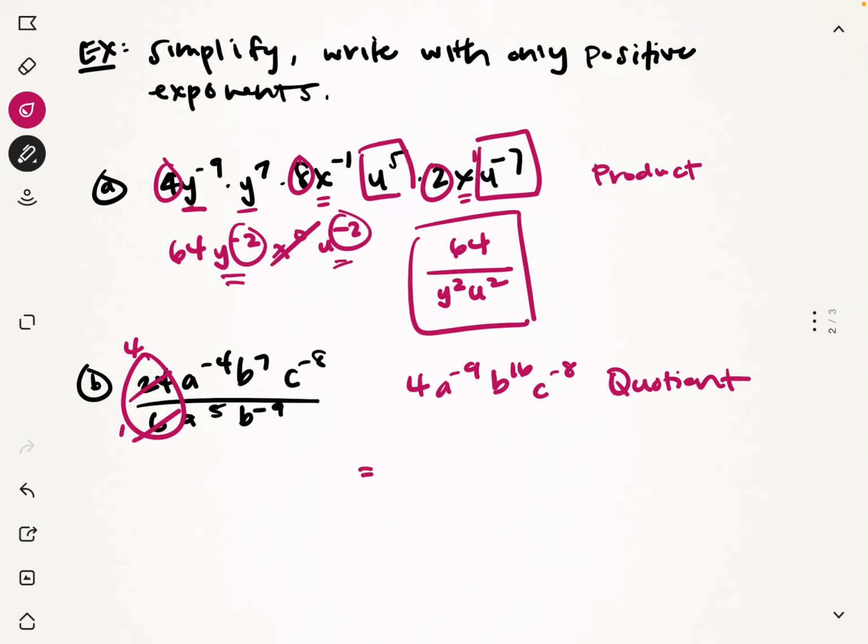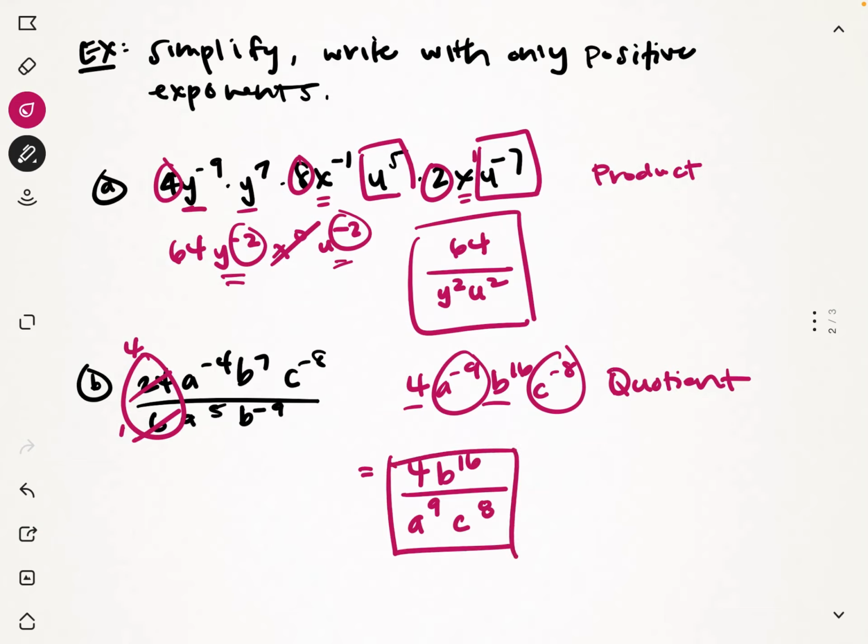Now at this point, then, let's say we're going to reciprocate. So 4 stays where it is. Also, b to the 16th stays where it is because it's also positive. Now our two negative exponents, we're just going to drop down into our denominator. We're going to reciprocate. And then that is it.